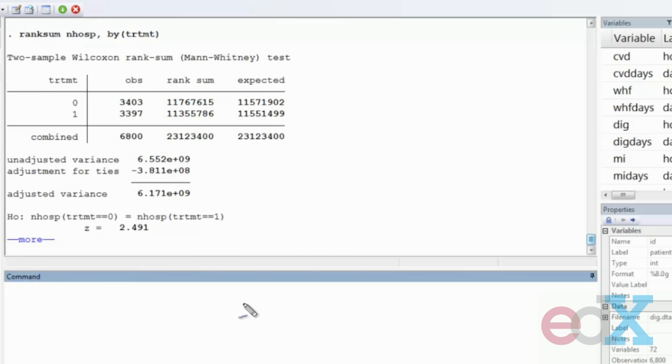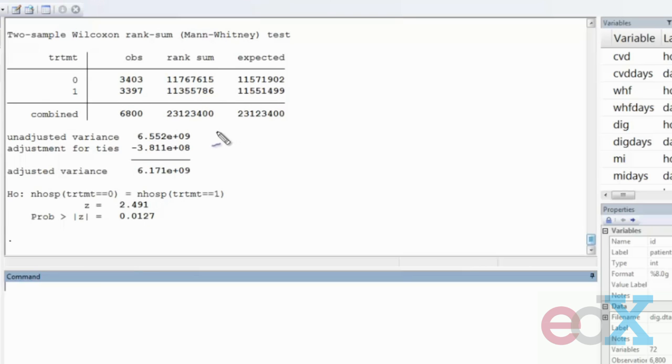You'll notice that Stata gives us a table of the number of observations. We have 3,403 people who got placebo, where 0 is placebo and 1 is treatment, and 3,397 people who got the treatment. Now Marcello in his slides showed you how the rank sums are calculated. I'm not going to go through that for all 6,800 patients, but these are the rank sums here. This is what we expect under the null hypothesis.